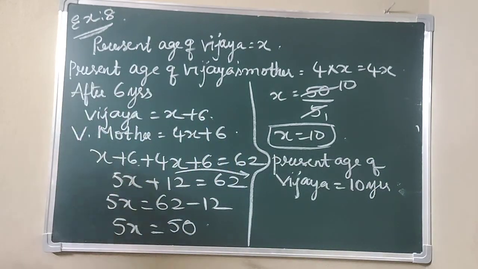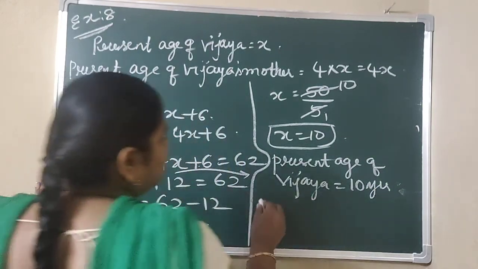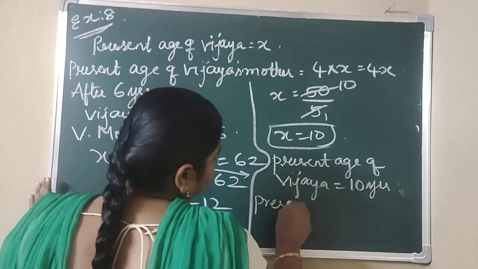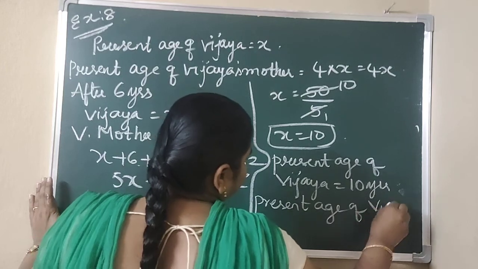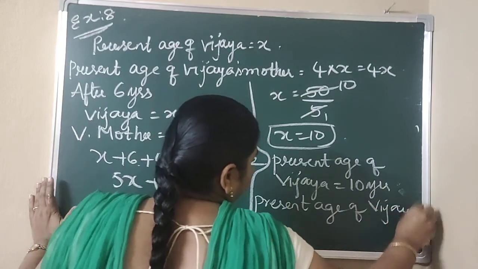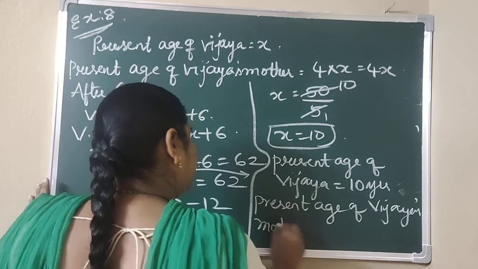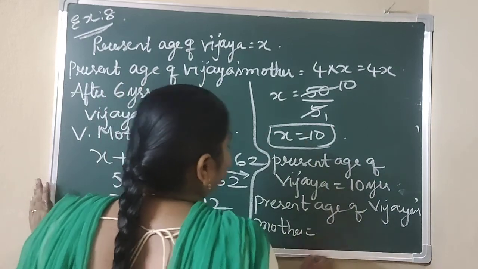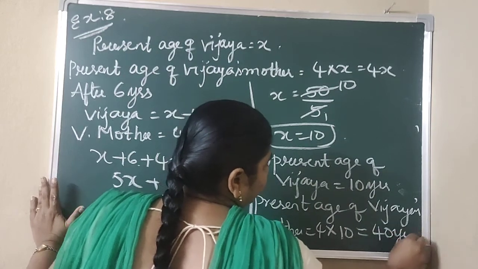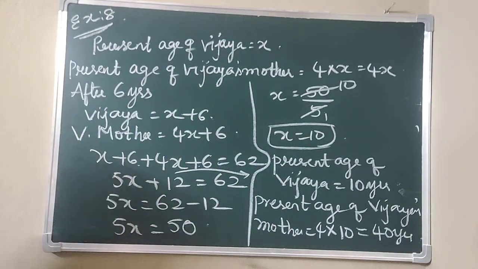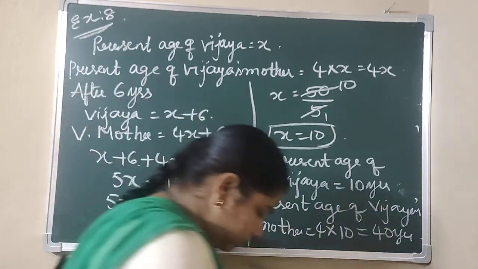And now we have to find the present age of Vijaya's mother. So present age of Vijaya's mother, how much will it be? 4x. That is 4 into 10, that will be equal to 40 years. So here the present age of Vijaya is 10 and the present age of Vijaya's mother is 40. So this is our 8th solution, 8th example.